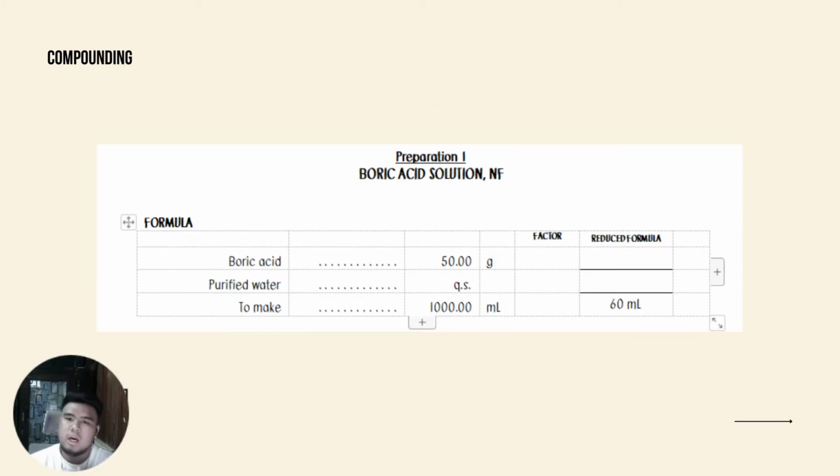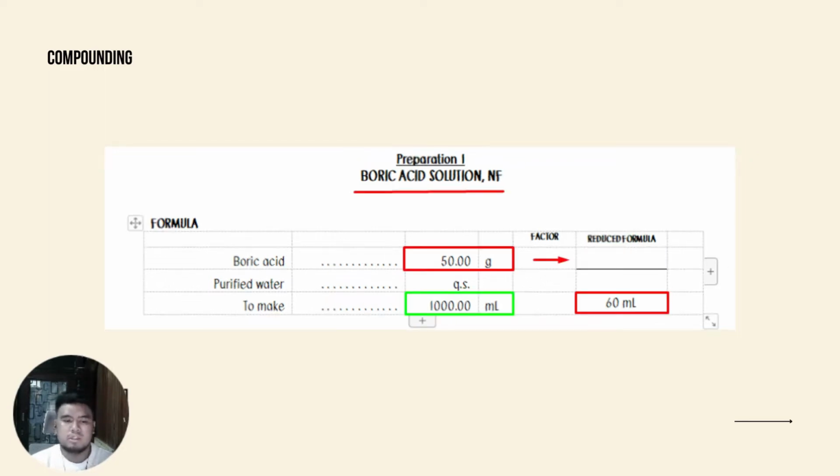Okay, I will discuss first how to reduce a formula. In this preparation, the boric acid solution, it says here in our formula, we have 50 grams of boric acid and we need to make 1000 ml. For the reduced formula, we need to make 60 ml. We need to find what is the reduced amount of the 50 grams of boric acid.